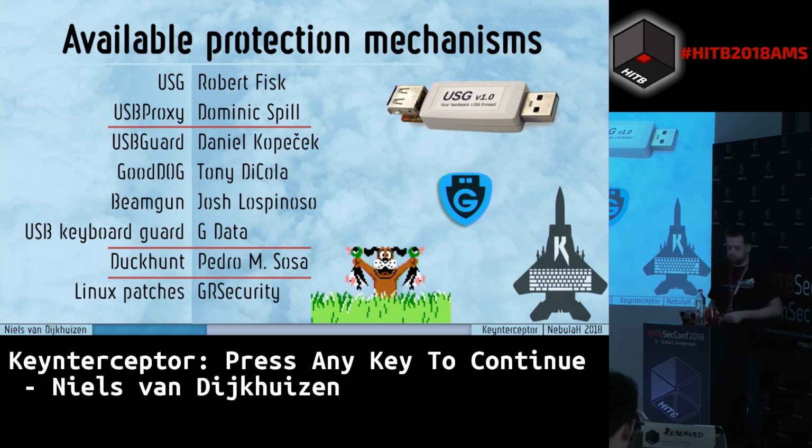GoodDog is a non-mass storage class USB class protector on Windows. And then there's Beamgun, which also blocks rogue USB network adapters and HIDs, but it doesn't work in all cases.